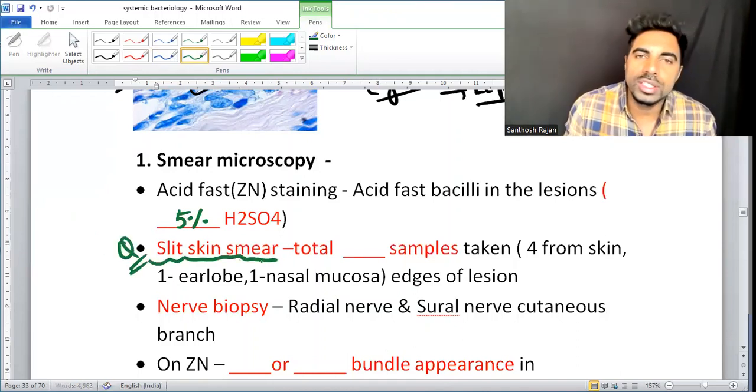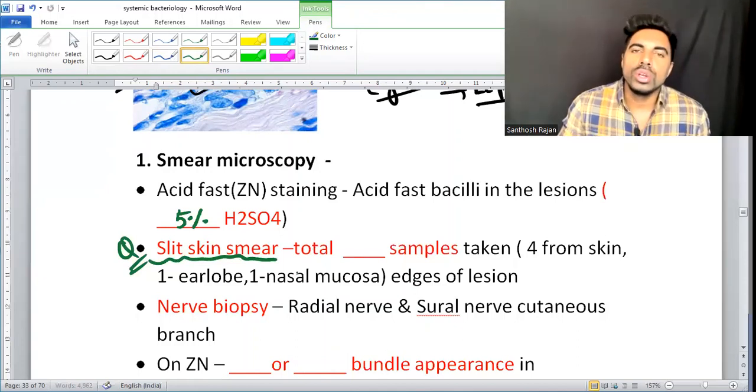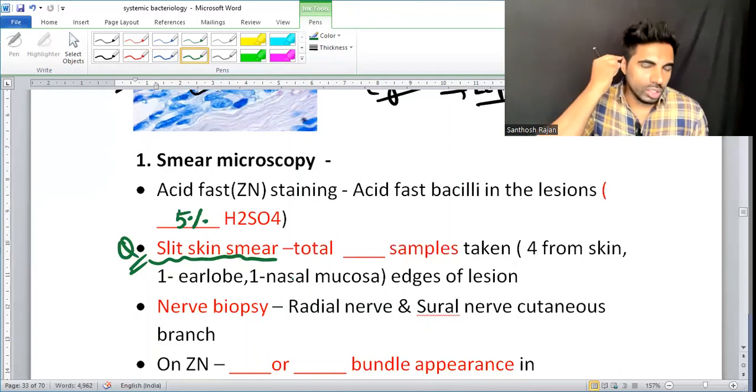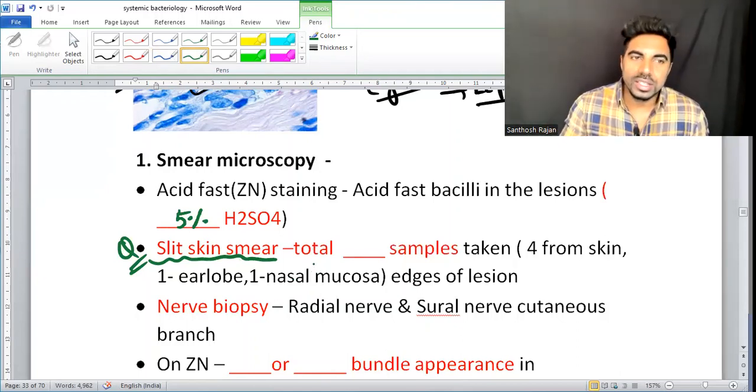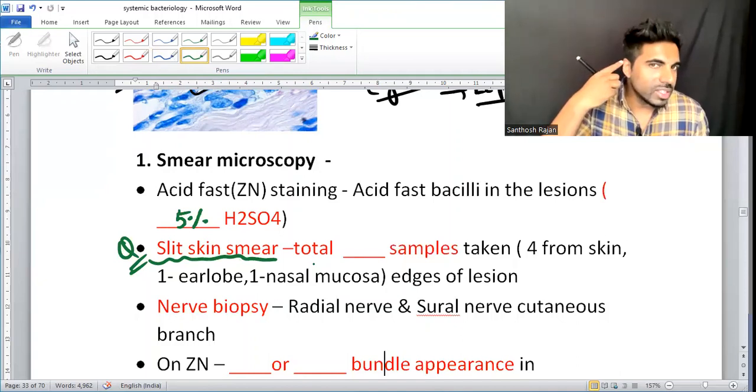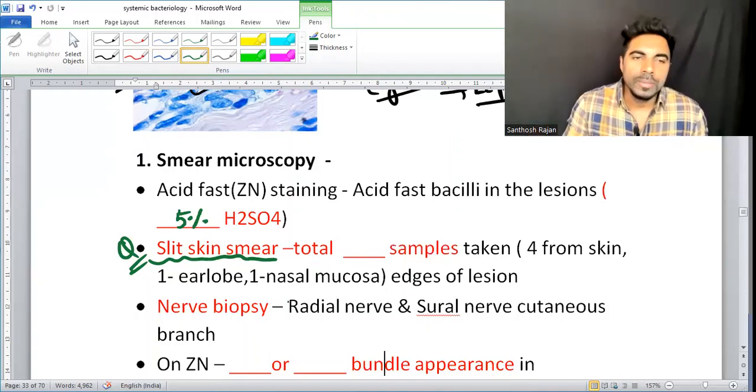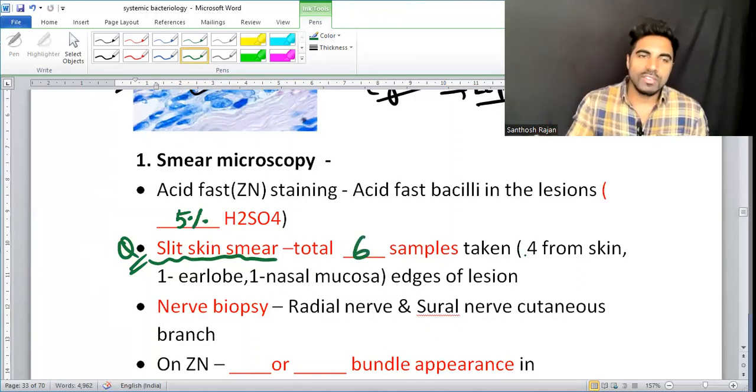In which of the following diseases is a slit skin smear used? So you should say it is in leprosy. Especially dermatologists do this. They'll slit the skin, the name itself says slit the skin, and then they take it out, sort of like a punch. Totally you take 6 samples: 4 from the skin wherever it is affected, 1 from the earlobe, and 1 from the nasal mucosa. It's mandatory.